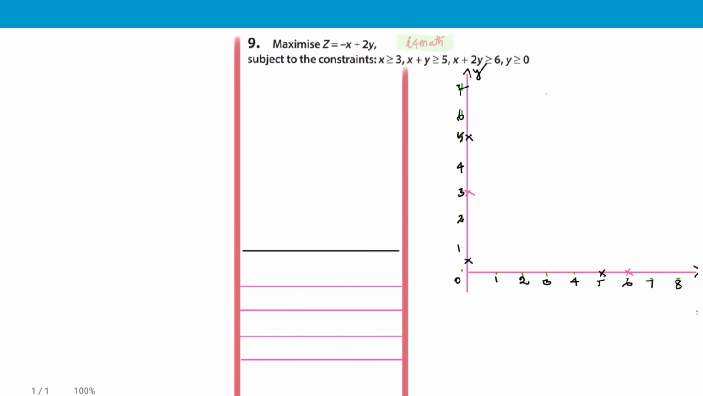Maximize z equal to minus x plus 2y subject to the constraints x greater than or equal to 3, x plus y greater than or equal to 5, x plus 2y greater than or equal to 6, and y greater than or equal to 0, and x is greater than or equal to 0.